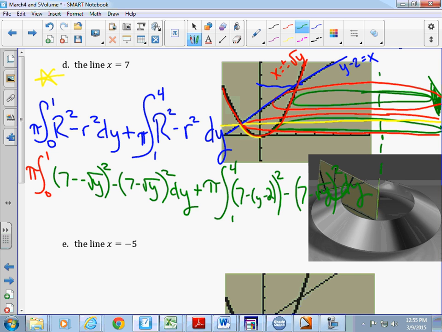So, what is this? Whenever you integrate, it gives you the volume of the solid. So the meaning behind this is finding the volume.